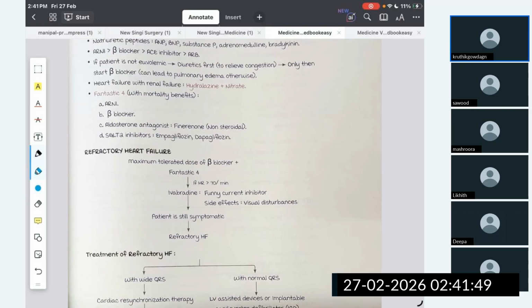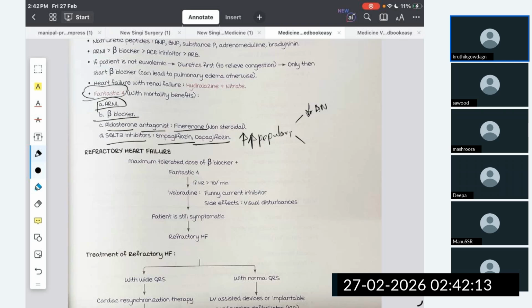Please remember the Fantastic Four: the ARNIs, beta blockers, aldosterone antagonists like finerenone, and SGLT2 inhibitors, dapagliflozin and empagliflozin. Dapagliflozin and empagliflozin are nowadays picking up popularity because of their effect in preventing diabetic nephropathy, and also cardiac remodeling, and also weight loss, etc. These Fantastic Four drugs are seen to reduce mortality in patients.